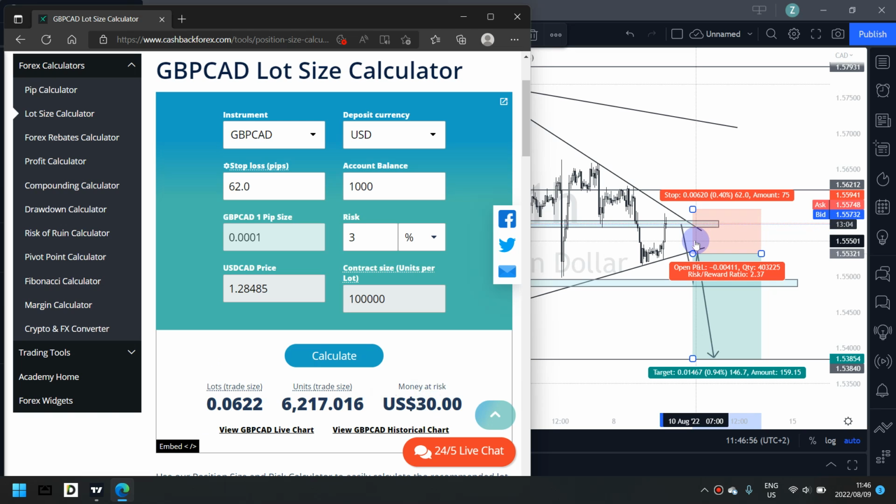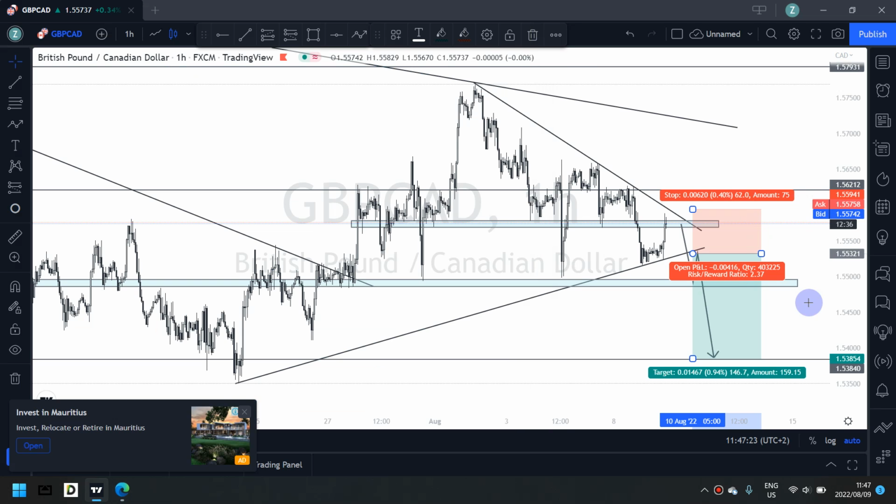So the profit would be 30 times 2.37, which is $71.10. So basically your profit would be the amount of your risk times the risk to reward ratio, and your stop loss should work hand in hand with your risk. So this is a cool feature that I wanted to put, which is an effective method for proper risk management.